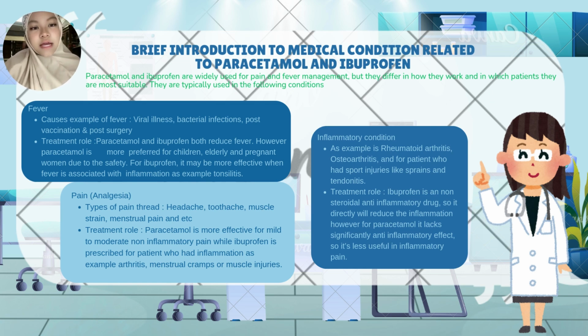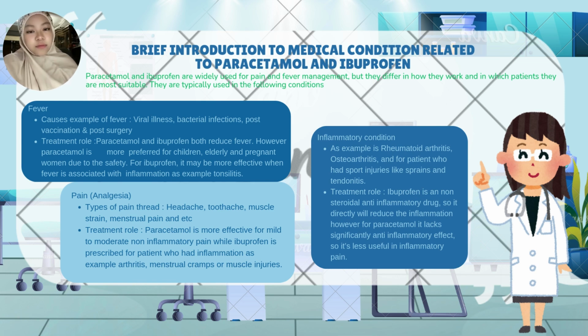Second, we have pain, which is analgesia. Types of pain treated are headache, toothache, muscle strain, menstrual pain, and so on. Treatment role for pain, we can use paracetamol because it is more effective for mild to moderate non-inflammatory pain, while ibuprofen is prescribed to patients who have inflammation, for example arthritis, menstrual cramps, or muscle injury.